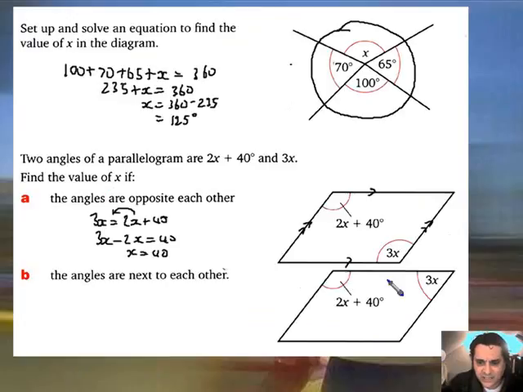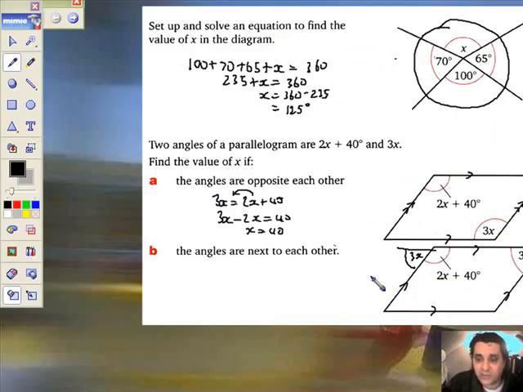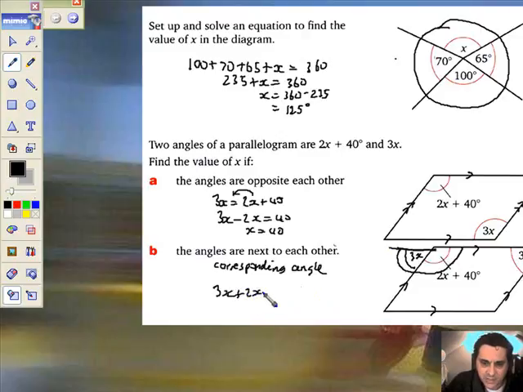Now, if the angles are next to each other, if you understand corresponding and alternate angles, if that's parallel to that and that's parallel to that, as you can see, the 3x there is exactly the same as the 3x there because they are corresponding angles. I'll write that in for you. That means I've got all this coming to 180 degrees. It's all on a straight line. So I've got 3x plus 2x plus 40 all comes to 180, so 5x plus 40 comes to 180.